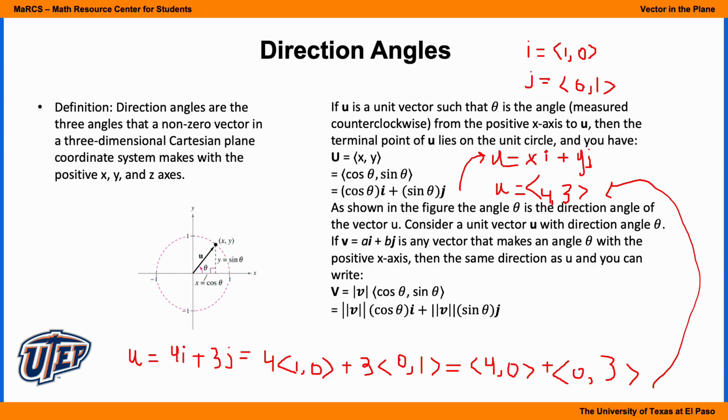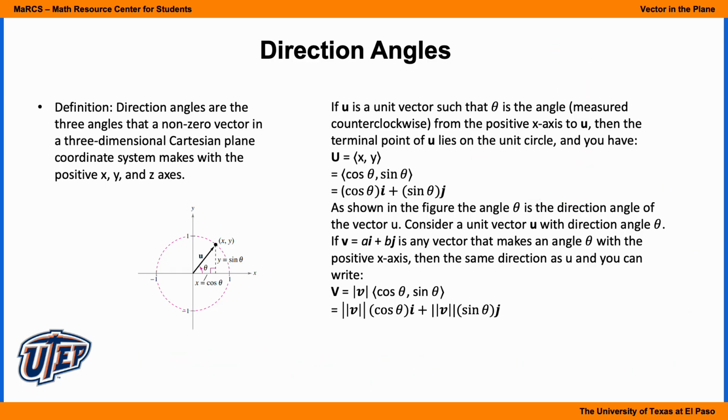And we can write that in the linear combination form of cosine of theta times our unit vector i plus sine of theta times our unit vector j. So looking at the figure to the left-hand side, we have the angle theta, and that is the direction angle of the vector u. And we have the x component is equal to cosine of that angle theta, and our y component is equal to sine of theta, the direction angle.